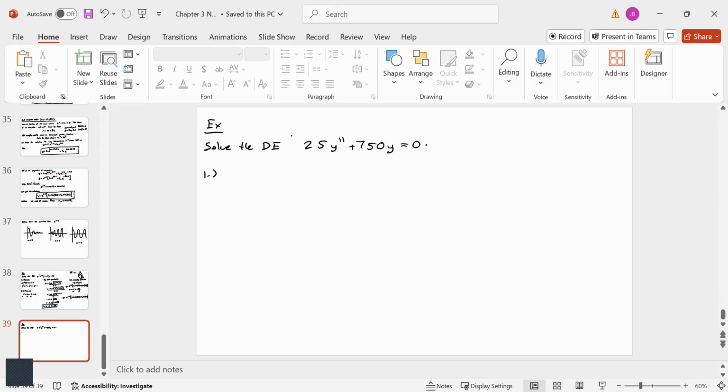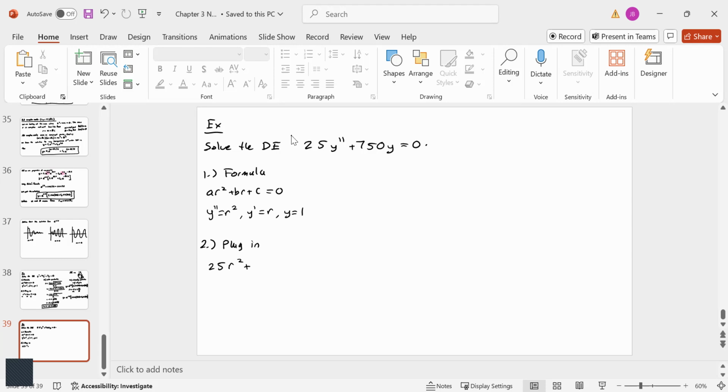So step 1, formula. ar squared plus br plus c equals 0. y double prime equals r squared. y prime equals r. y equals 1. Step 2, plug in. So 25 y double prime will become r squared.